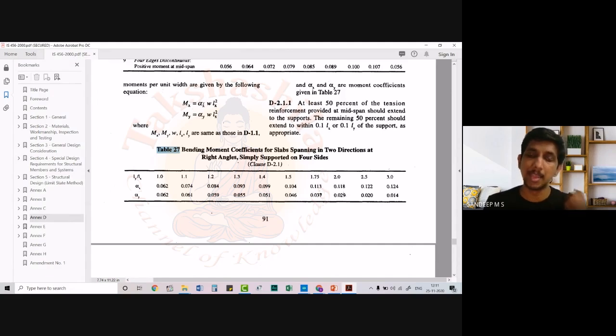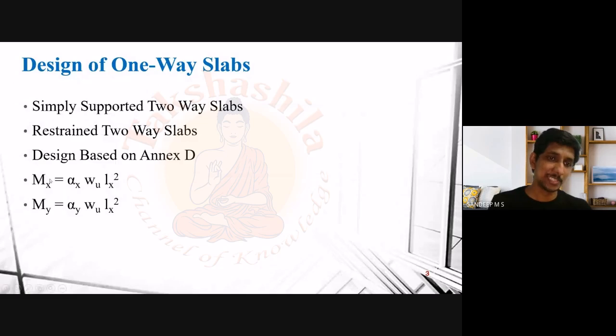substitute them here, and you have to calculate the value of Mx and My. And then use this Mx and My for the calculation of Ast and the other things. Other steps remain the same as that of a one-way slab, but the major difference is the calculation of Mx and My. That should be calculated based on the values of alpha x and alpha y, which should be selected from Table number 26 or 27 based on the support condition. So this is the equation for calculation of moment.